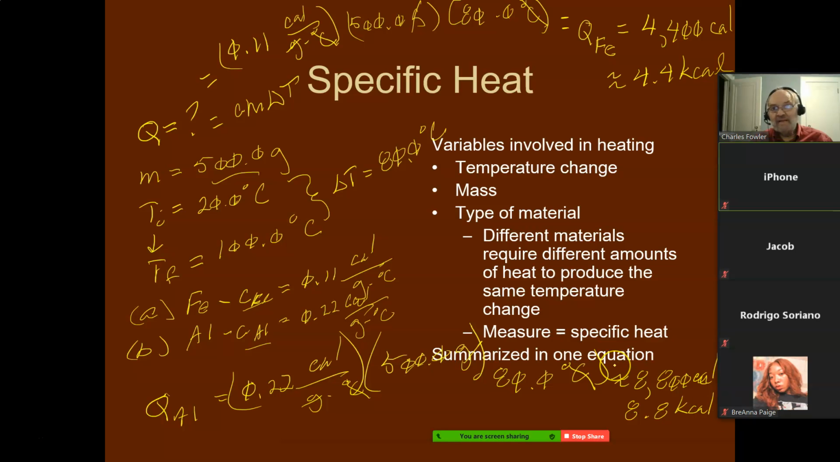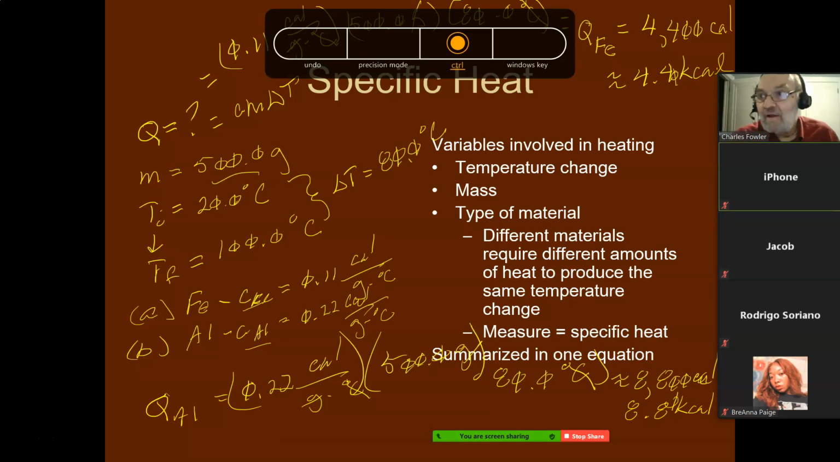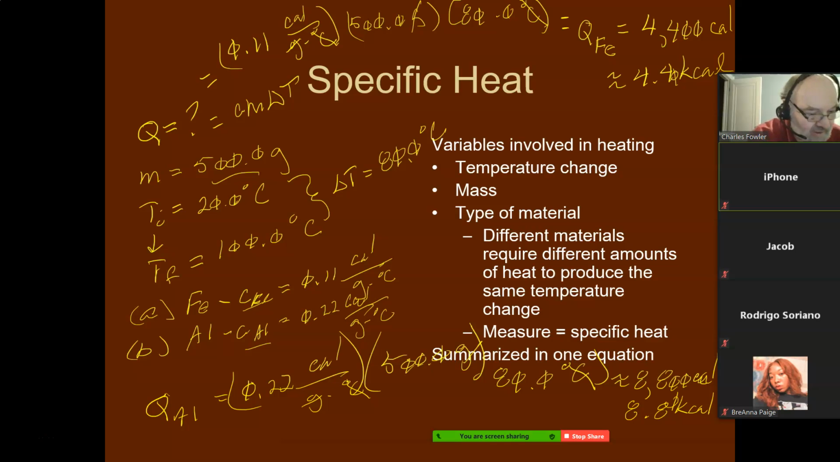Now, they probably are going to use 3 significant digits, so I would probably put an extra 0 there and an extra 0 there. I don't know that they do that, but let's see. All right, that was example 4.5. No, they just leave it as 4.4 kilocalories for iron and 8.8 kilocalories for aluminum.